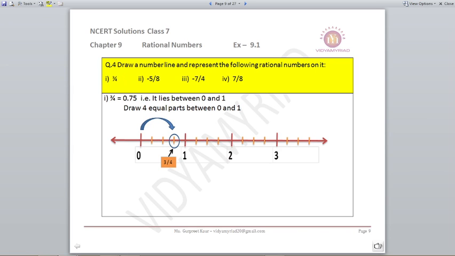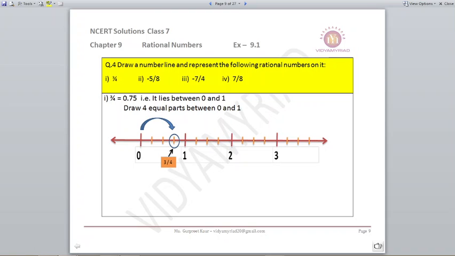Draw a number line and represent the following rational numbers on it. Now for a number line, you have a positive side and you have a negative side. Your right side numbers are positive after 0 and your left side before 0 will be the negative numbers. Now we need to represent 3 upon 4. Just look into the denominator 4 and we will think of it will lie between what two numbers. Now if I want to know 3 upon 4, if I divide, it is something coming like 0.75.